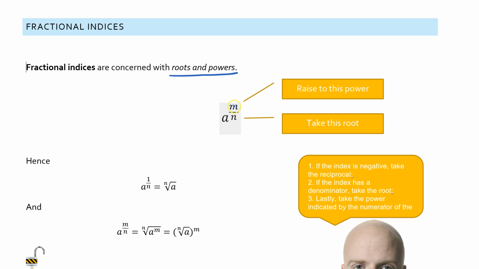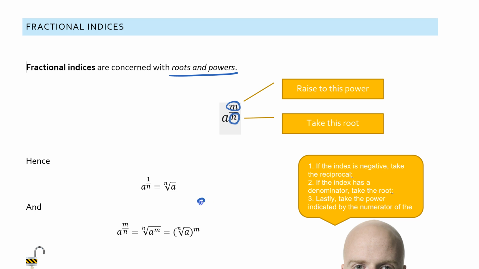So if we have a to the m over n, the denominator means that we take that particular root. The m means that we raise to that particular power. So if we had a to the 1 on n, for example, that means we want the nth root. A to the m over n means that we want the nth root of a to the m, or we want the nth root of a raised to the m, which is all the same. And you might convince yourself of that with a simple example.